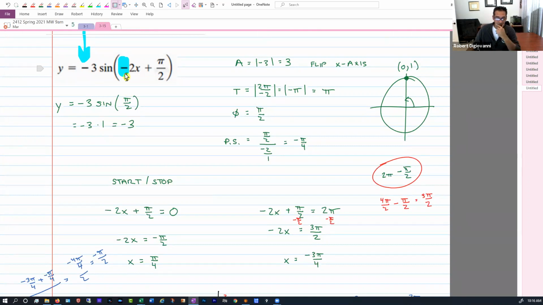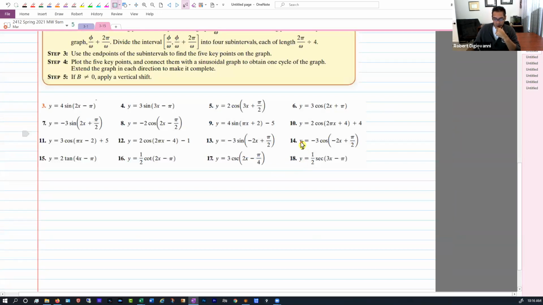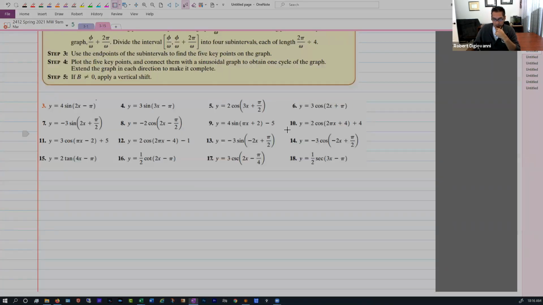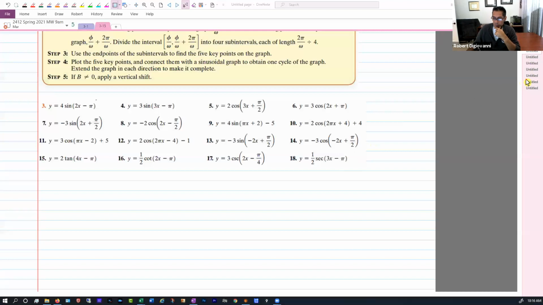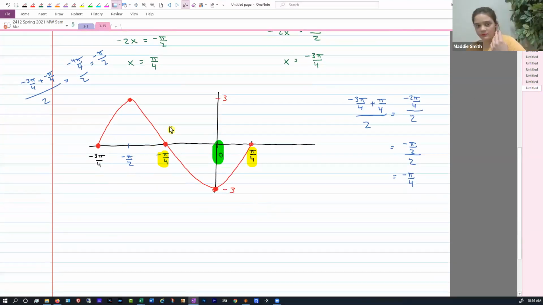Okay. I think it's probably worth it if we do one more. Can you show the correct way to graph that last one? Yeah, this is it right here. Oh, okay. This is it.